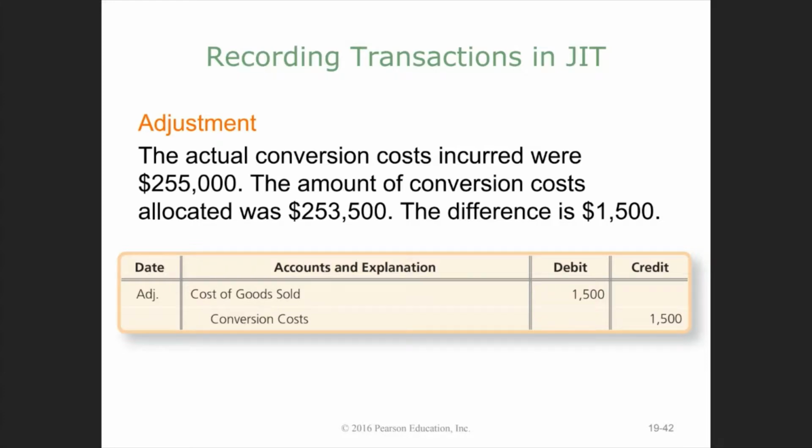So here we're looking at the adjustment. The actual conversion costs incurred were 255,000. The amount of conversion cost allocated was 253,500. The difference is $1,500. So they have this adjustment. To record the adjustment, we're going to debit our cost of goods sold account, and we're going to credit our conversion cost for that $1,500.